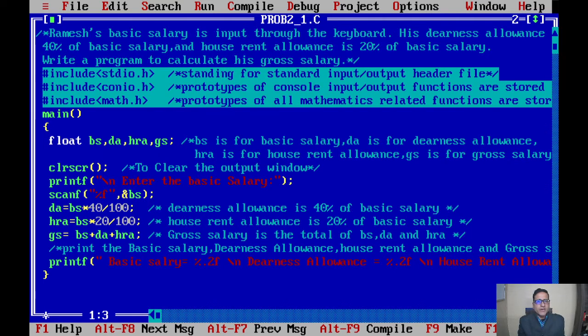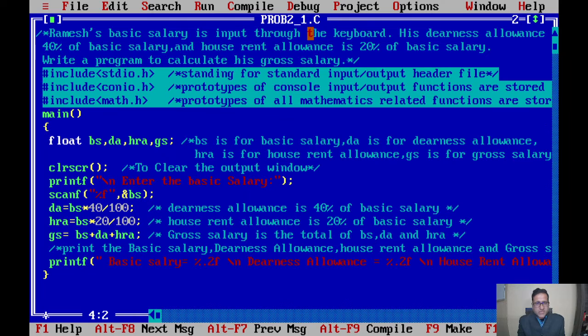So as I told in the previous videos, we should use the comments in a proper way. So you can see here I have given the comment of the problem, which is the title of the problem. Ramesh's basic salary is input through the keyboard. His dearness allowance is 40% of the basic salary and house rent allowance is 20% of the basic salary. Write a program to calculate his gross salary. So let's start with the program.